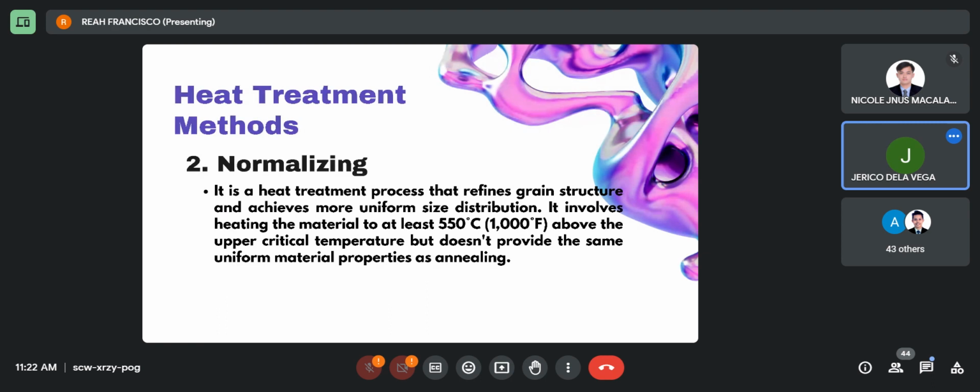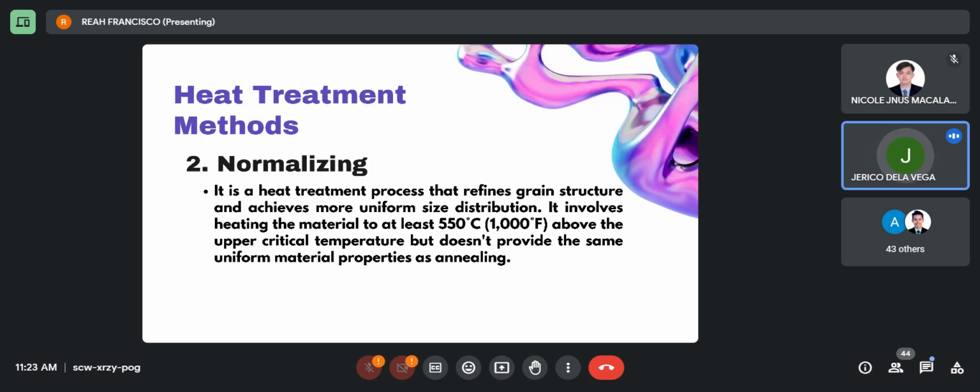So ito po 'yan. Improve machinability. Normalizing enhances the material's machinability, making it easier to cut, shape, and machine. And the next one is better formability. The material becomes more ductile, making it easier to deform, bend, or shape. And the next one is grain refinement. Normalizing helps to refine the grain structure within the material, resulting in a more uniform and consistent microstructure.